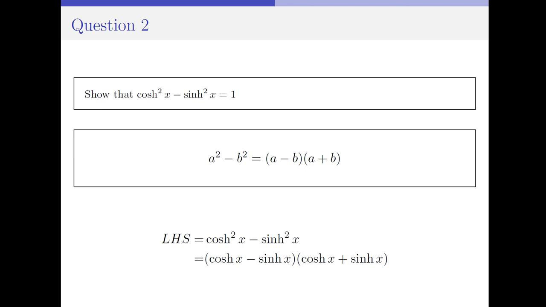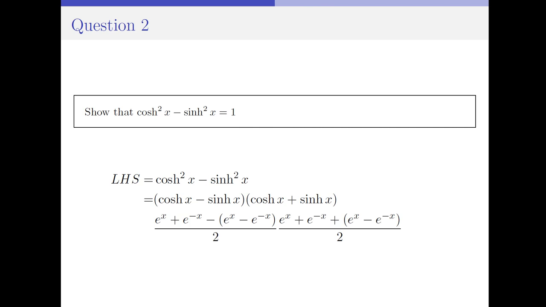So where do we go from there? Because that does not look anything like the number 1. What do we do now? Well, we rewrite our hyperbolic trig functions in terms of their exponential form. The cosh of x is equal to e to the x plus e to the minus x over 2, and sinh of x is equal to e to the x minus e to the minus x over 2. All I've done here is lump these together under the one fraction, and we're going to tidy these up in the hope that it simplifies to be 1.